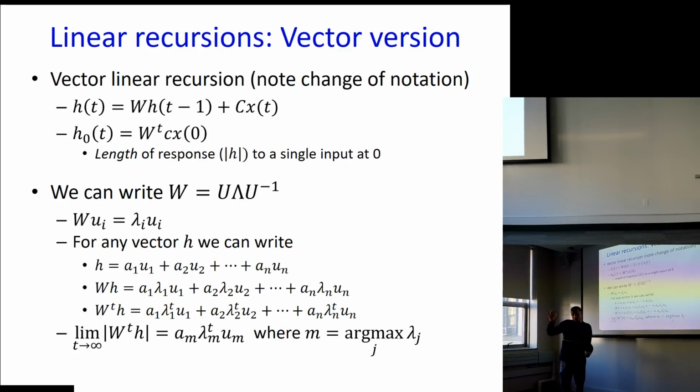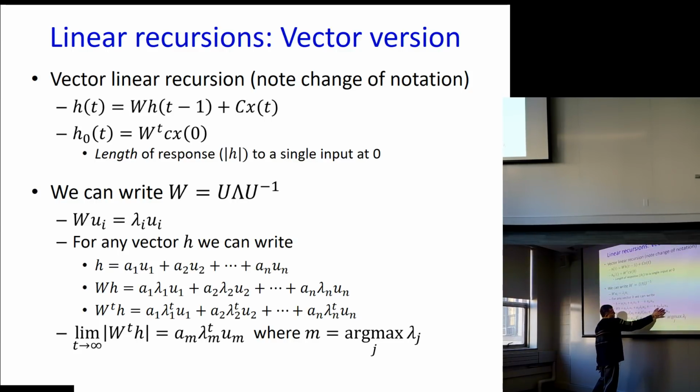Now the eigenvectors are all going to be independent of one another, which means that the eigenvectors span the space, which means any vector h can be expressed as a linear combination of the eigenvectors. What happens when I multiply h by w? Wh is going to be w times a1 times u1 plus w times a2 times u2 and so on. But what is w times u? U is an eigenvector, so w times u is just lambda u. So this is going to be a1 times lambda 1 times u1 plus a2 times lambda 2 times u2, and so on, an times lambda n times un. N is the dimensionality of w.